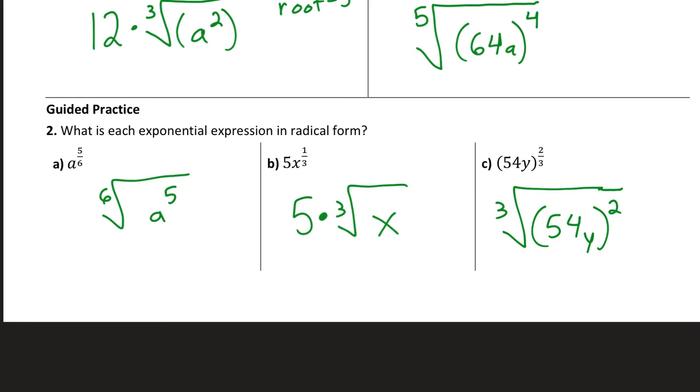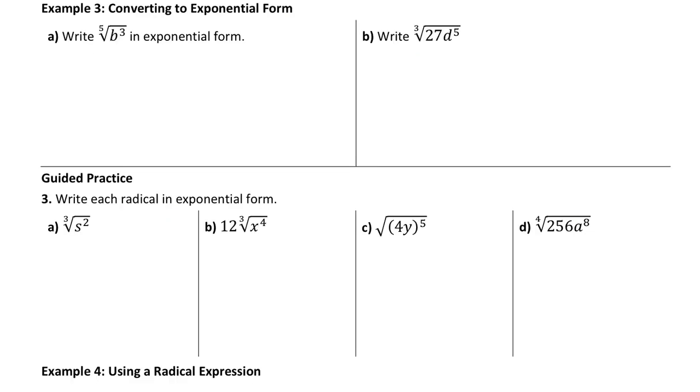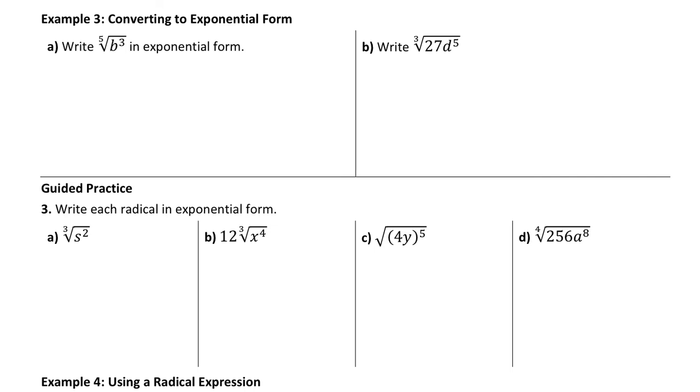In part C, it's understanding that this entire quantity is being raised to the 2/3 power because of that parentheses. So that parentheses tells us the entire quantity is being raised to the 2/3 power. The cube root is 3, third root, and then it's being raised to the second power. 2 is the power there. So we converted exponential form to radical form. Now we're going to convert radical form to exponential form. So in example 3, part A, 3 is the power, 5 is the root.